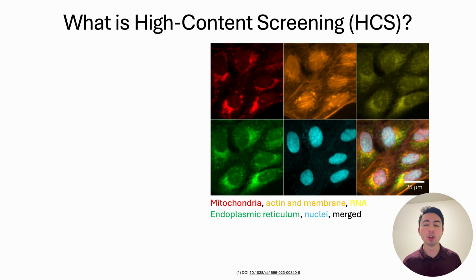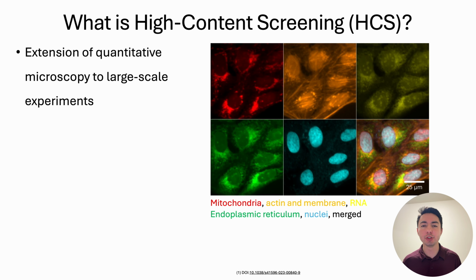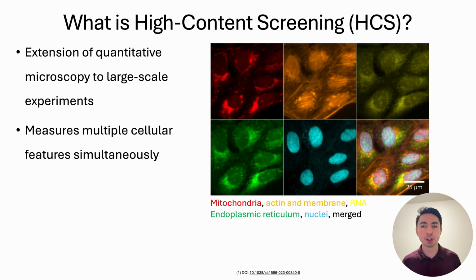High content screening, or HCS, is essentially an extension of quantitative microscopy to large scale experiments, measuring hundreds or thousands of conditions or perturbations at once. Instead of focusing on a single readout like cell viability, HCS involves capturing rich, image based information about cells, including their shape, structure, internal organization, and more.